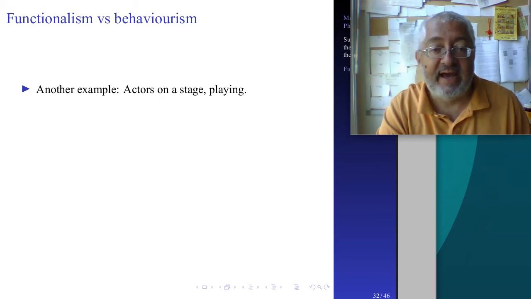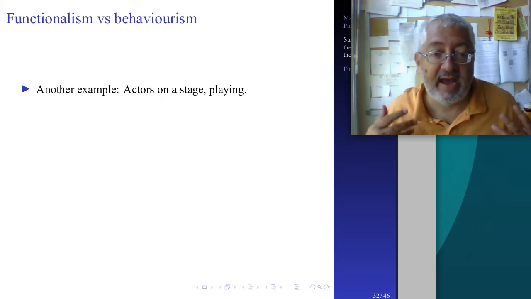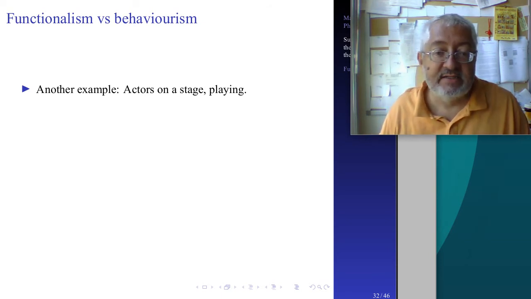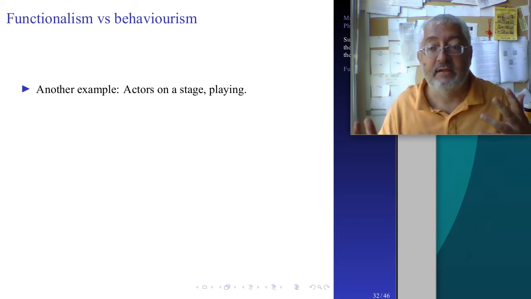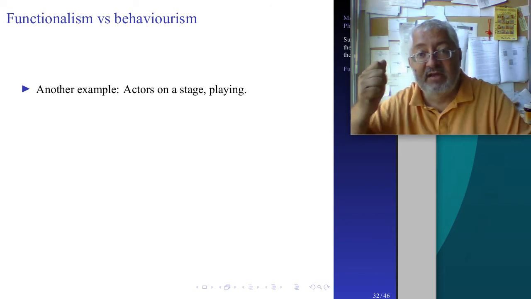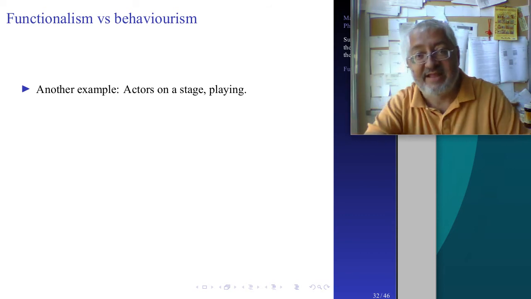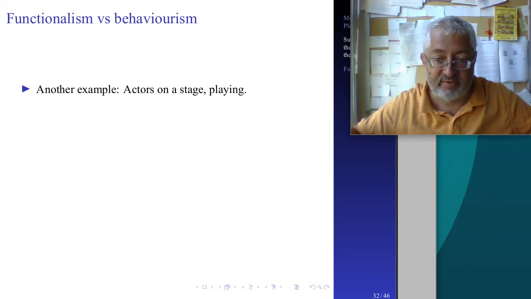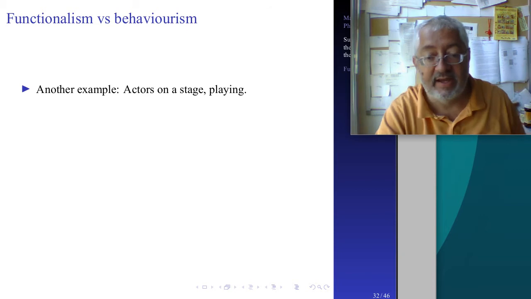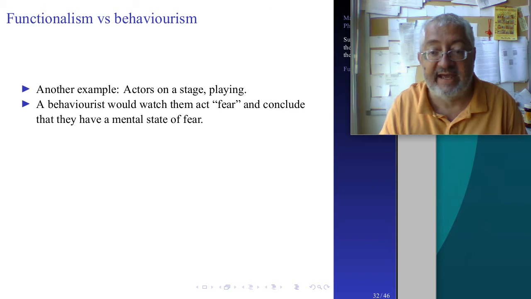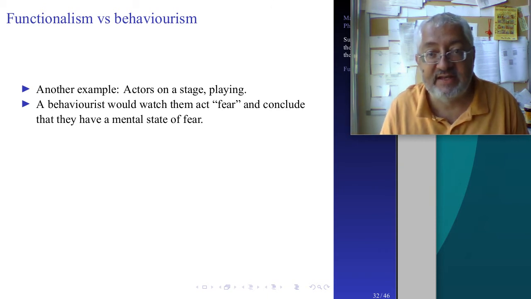So another way how you can understand the difference between functionalism and behaviorism is to see actors on a stage playing, right? You have a theater and you have people playing a role. And so now one actor kills the other with a sword, and the other actor falls down on the stage and is lying there and performs being dead, right? And a behaviorist would watch them act fear or dying, and conclude that they have a mental state of fear or that they are indeed dead.